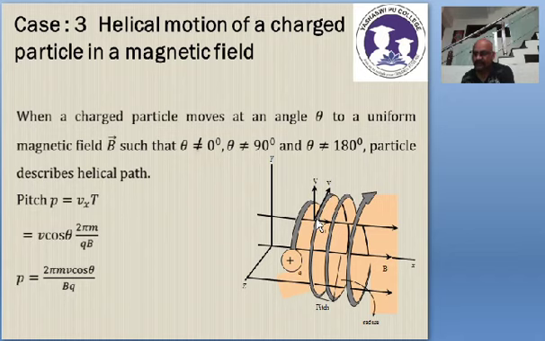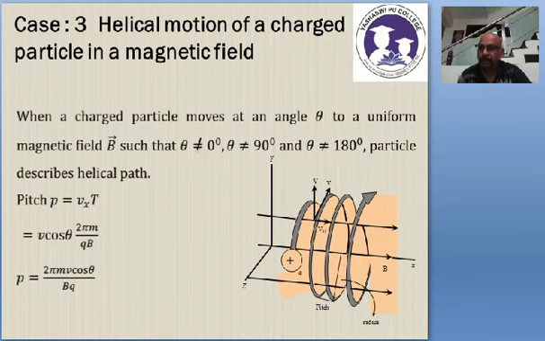Please listen. If a charged particle is projected at an angle theta which is not 0, not 90, not 180, some angle theta, then you can have two components of velocity: a component parallel to the magnetic field and a component perpendicular to the magnetic field. The parallel component makes the charged particle move in the direction of the magnetic field. The perpendicular component makes the charged particle go in a circular path. Here two components are acting.